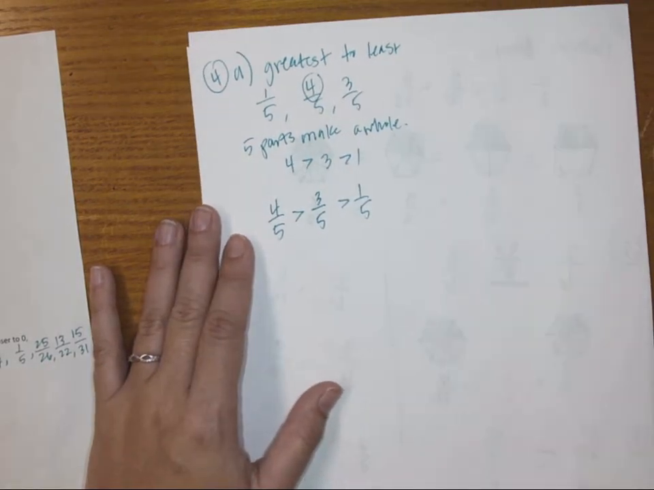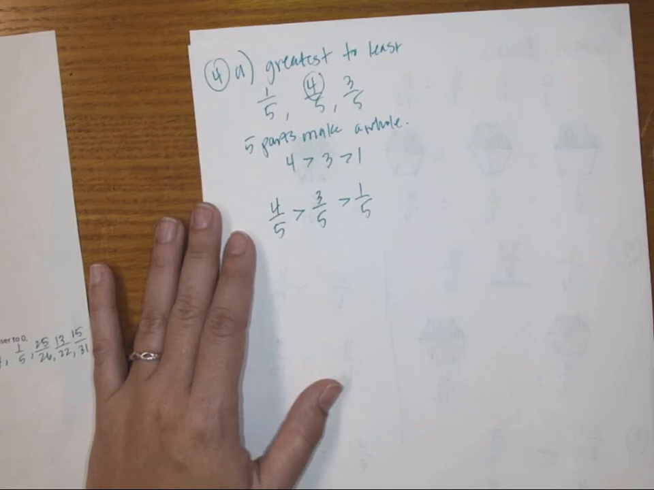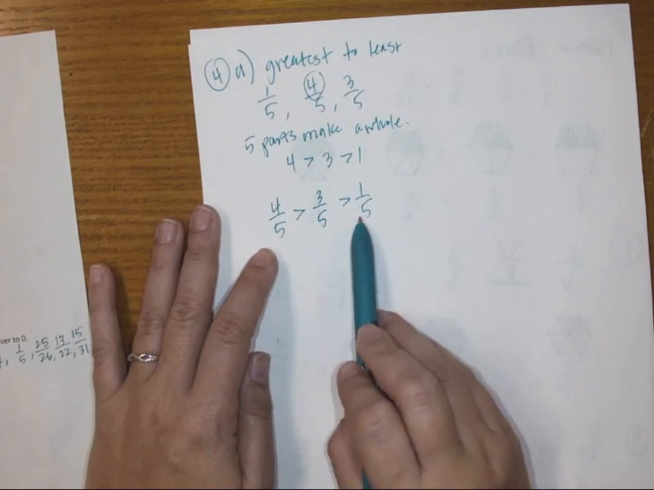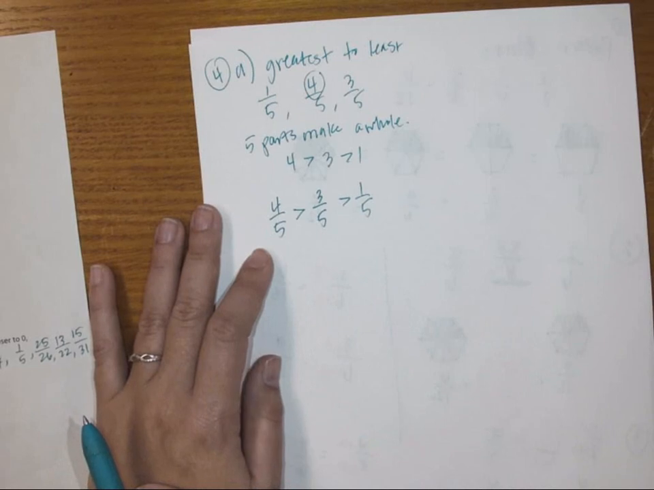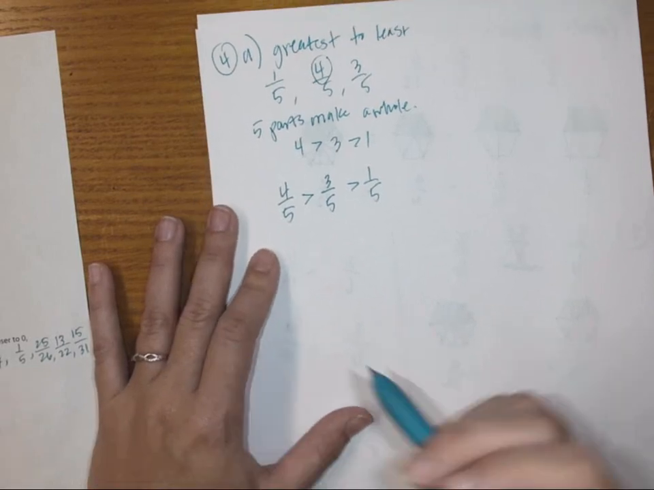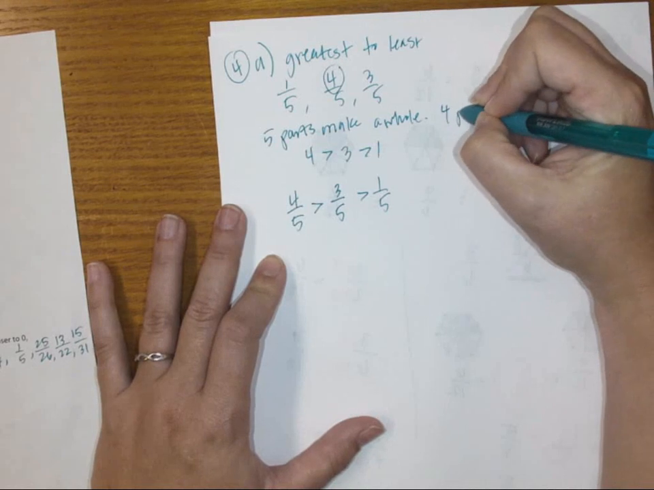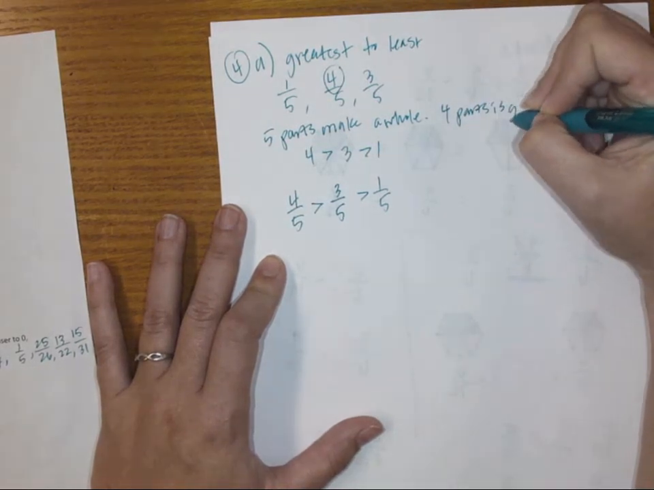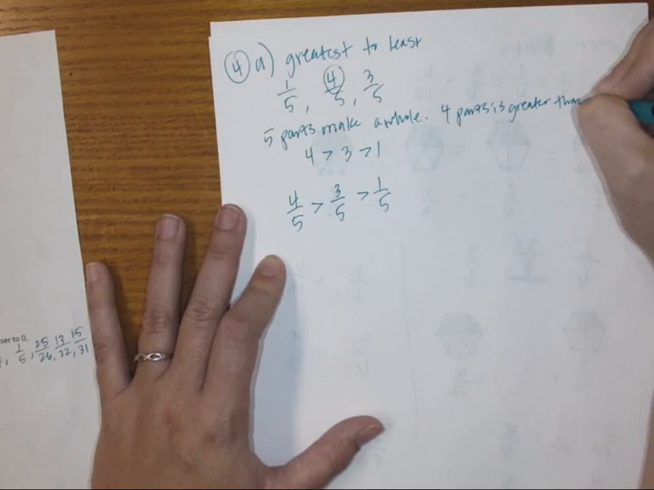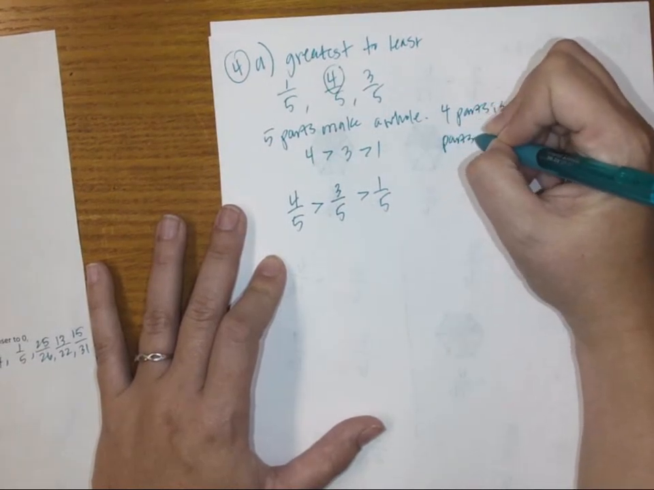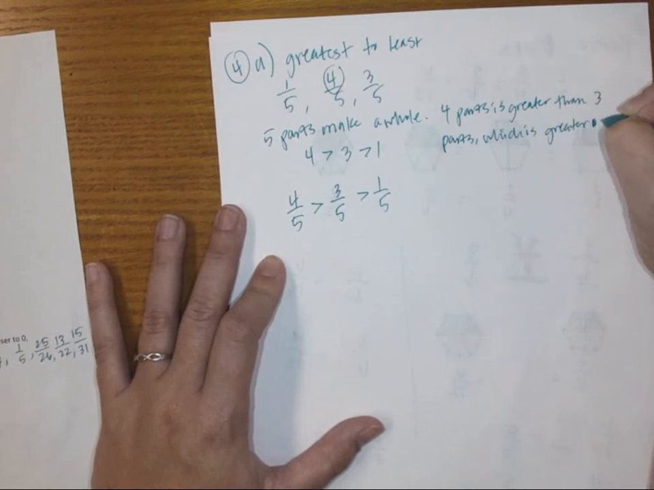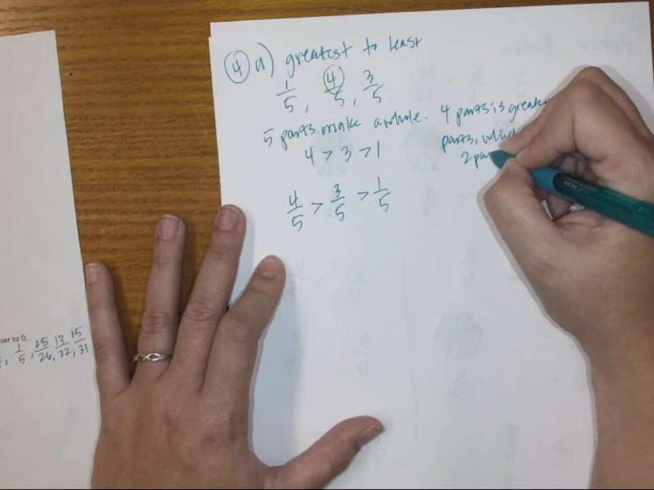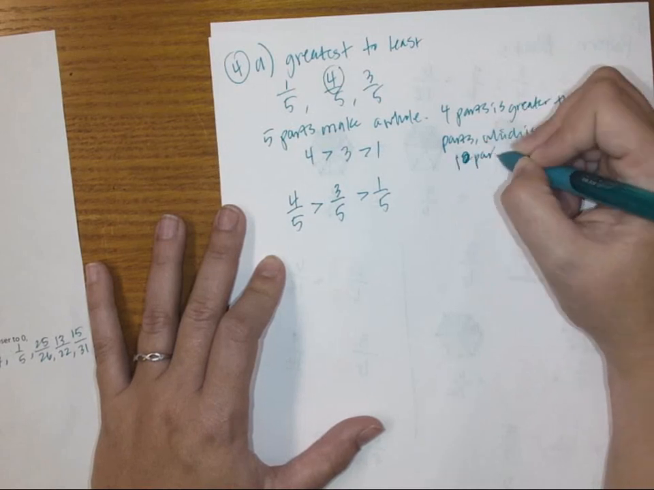Okay, so you would need to explain this some way. You could draw a picture of 4/5, 3/5, and 1/5 using any model you want to, area, set, line model. You could explain in words, 5 parts make a whole, 4 pieces is bigger than 3 pieces is bigger than 1 piece. It doesn't matter, you just need to explain it somehow. Okay, so explanation: 5 parts make a whole, 4 parts is greater than 3 parts, which is greater than 1 part. So it's 1/5.